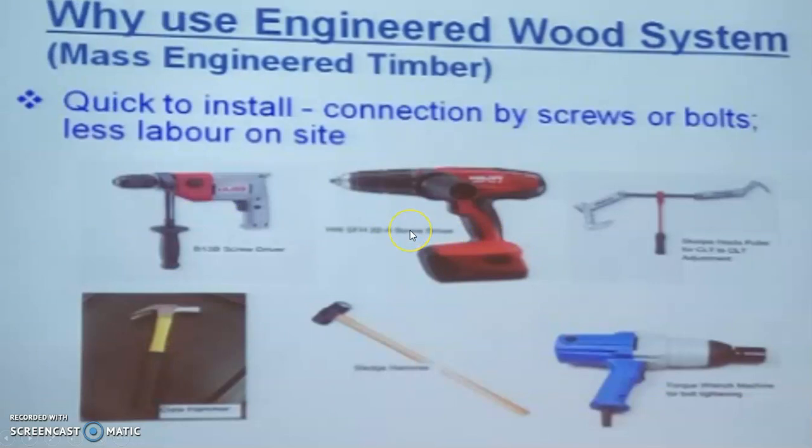In terms of the work using the mass engineered timber on site, typically it is a series of assembly works. The components are fabricated in the factory off-site, transported to the site, and on-site we assemble the timber components. And these are the tools that we use for assembly of the timber components. They are relatively easier to handle compared to the very heavy type of tools that we need in order to connect concrete components or steel components. So that is another advantage, quick to install.